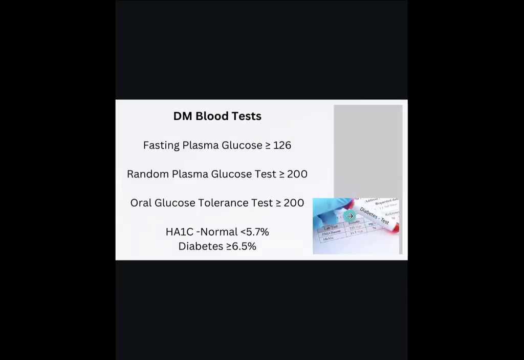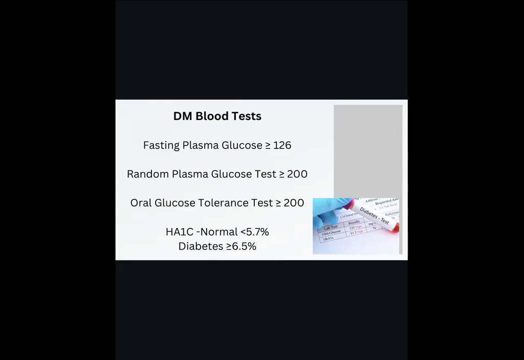Okay, so here we have diabetes mellitus blood tests. We have the fasting plasma glucose, the random plasma glucose test, and the oral glucose tolerance test. I'm going to talk a little bit about the reasoning behind these numbers, so that it's not just memorizing random numbers, because most likely you're not going to remember that long term.